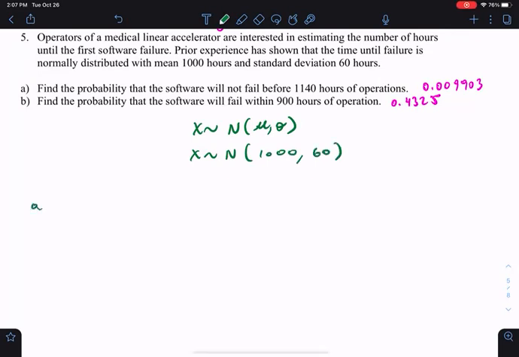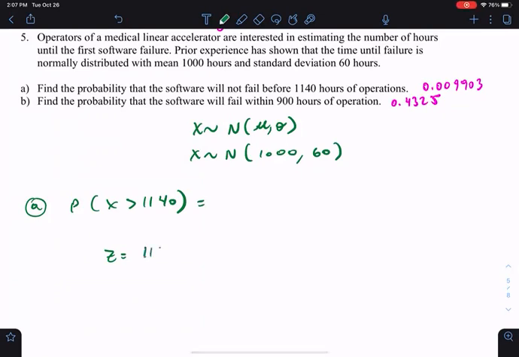So find the probability that the software will not fail before that time. So it's going to be above that time, basically, because it will not fail before that. After that it can fail. So yes, we need to standardize it, the Z value, because they say it follows a normal distribution. We don't have this probability, so we need to use the standard normal distribution.